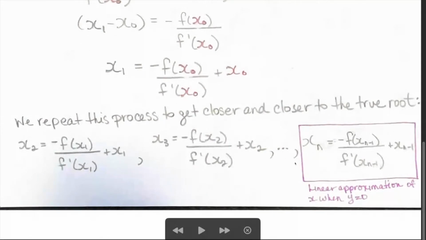And this here is the formula that I can use over and over again to make a linear approximation that will allow me to get closer and closer to the value of x that occurs when y equals 0. And this will then be the root, because we know that roots or x-intercepts occur when y equals 0. So to show you how this works, I'm going to take you through an example.